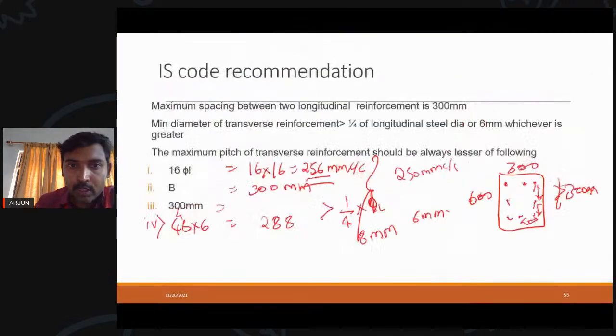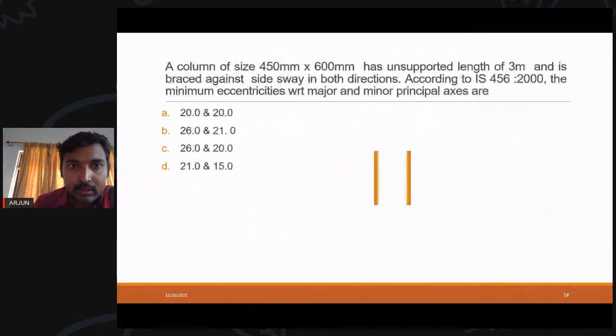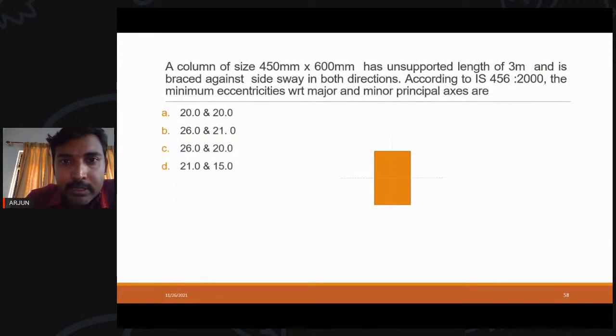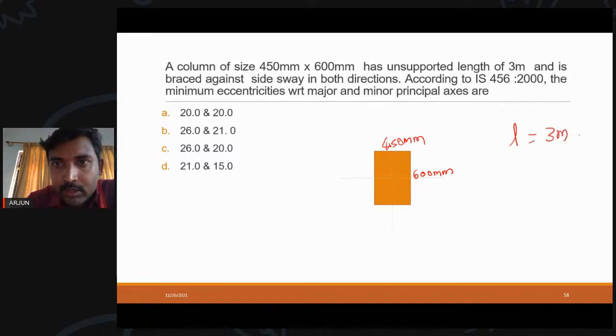If you want to compute the eccentricity, let's look into the problem. A column of size 450 mm by 600 mm has an unsupported length of 3 meters. The cross section dimensions are given as 450 mm by 600 mm, and the unsupported length of the column is given as 3 meters, and it is braced against side sway in both directions. According to IS 456 2000, the minimum eccentricity with respect to major and minor principal axes are dash.